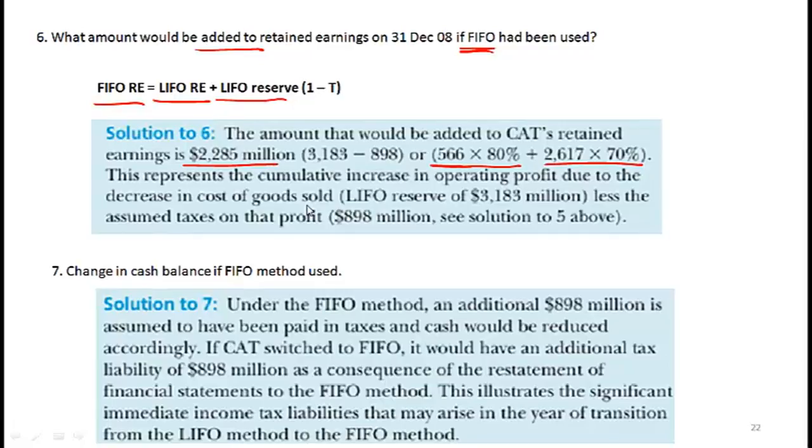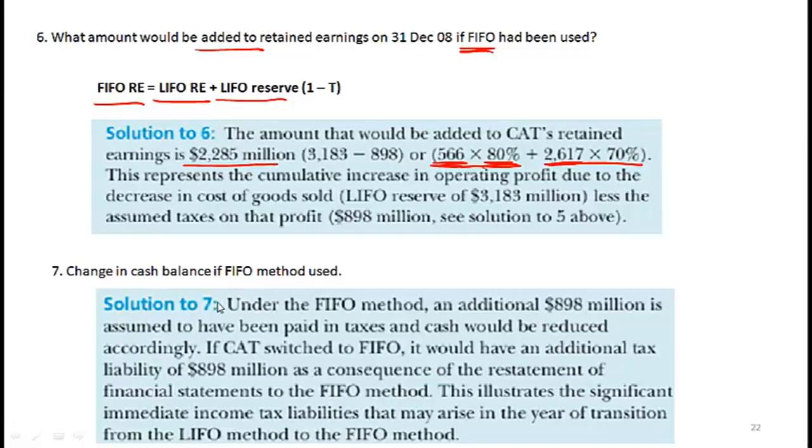Profits will go up. Okay, how much would profits go up by? It depends on two things: the change in LIFO reserve and the tax rate. So in 2008, the change in LIFO reserve would have been 566 and 1 minus T is 80%. For everything up till the end of 2007, the change in LIFO reserve was 2617 multiplied by 1 minus T, which is 70%. So you add these two, and this is the amount that would be added to retained earnings.